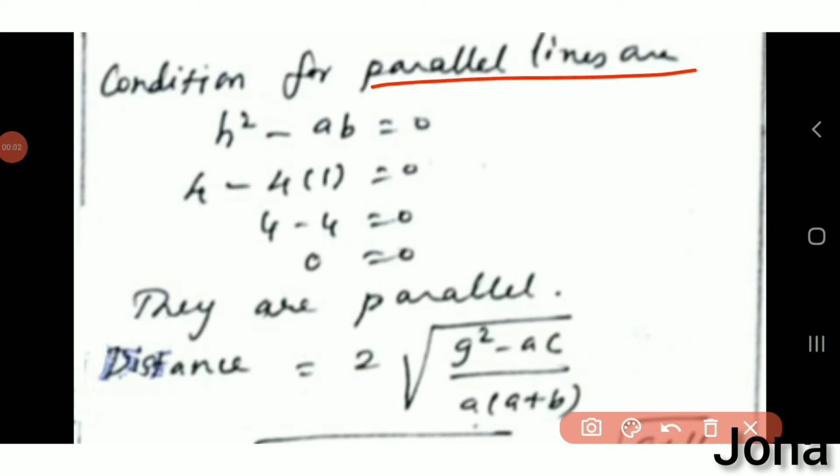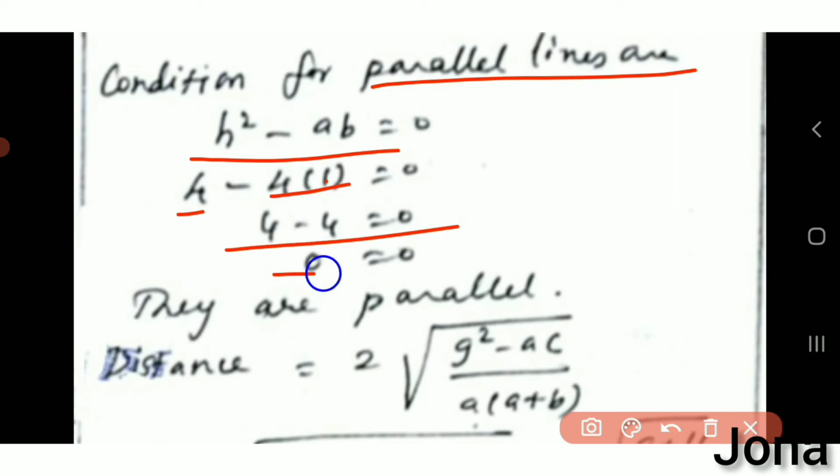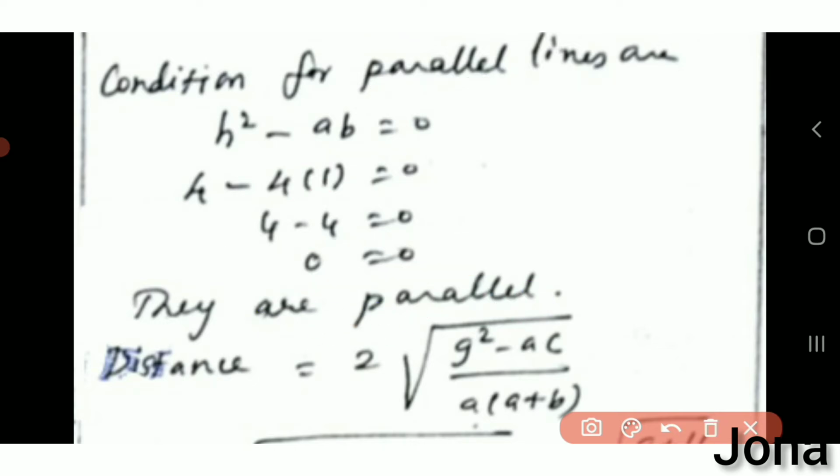Condition for the parallel lines, as we said, h square minus ab equal to 0. Just substitute all the values here. So, it is nothing but 4 minus 4 into 1 equal to 0. It is nothing but 4 minus 4 equal to 0. Therefore, the given lines are parallel. And then we want to find the distance.